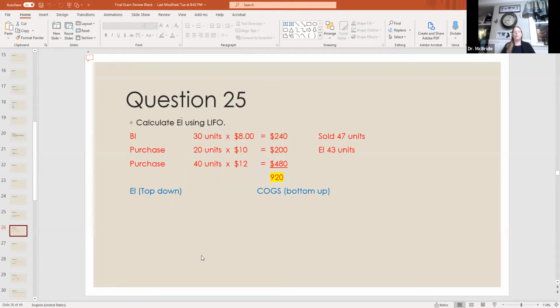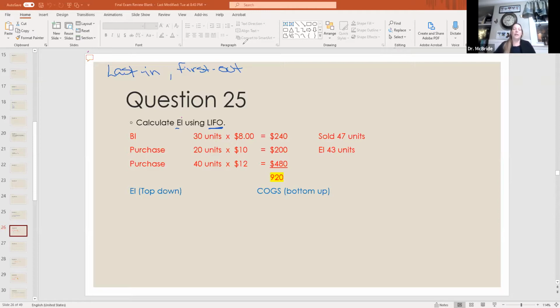Okay, we're going to work this. We're going to do LIFO, last in, first out. But instead of just doing ending inventory, we're also going to work cost of goods sold, because I want to show you how to check your work when you're doing the test to make sure that you have it correct. Here we'll calculate ending inventory first using last in, first out. That means the cost of the last units that came in is going to be the first costs that go out.